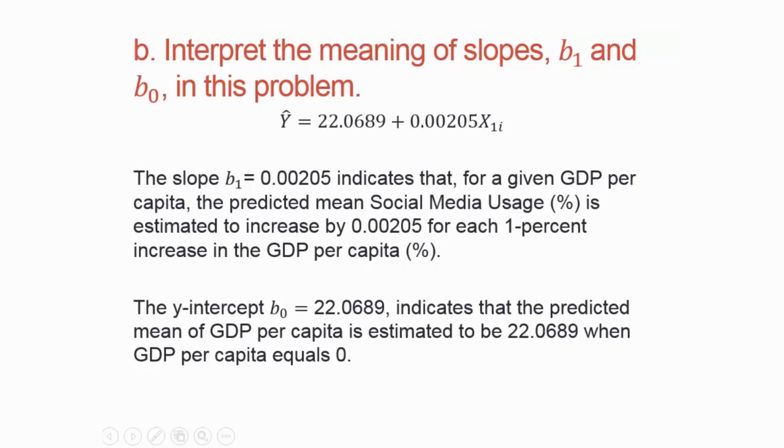The y-intercept, 22.0689, indicates the predicted value for social media usage is going to be 22.0689 when GDP per capita would equal 0. Of course, you're not likely to have a population with a GDP per capita of 0, so it's just kind of where the line would cross the y-axis if we continue to extend it.